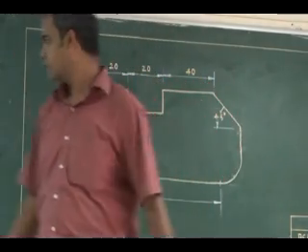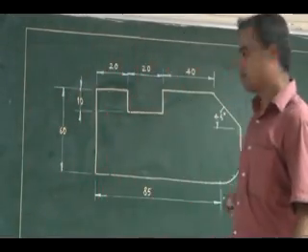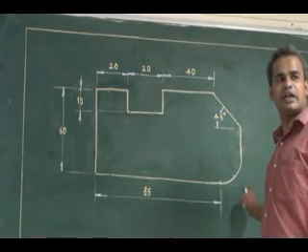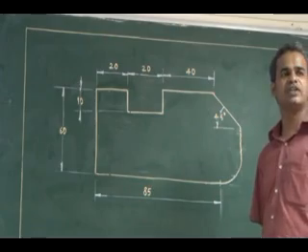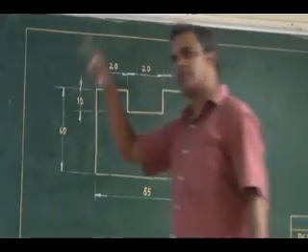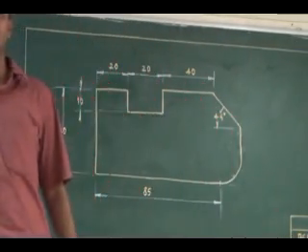Then coming to the radius dimension, dimensioning an arc or circle. Here I have an arc. How to dimension the arc? See here, to dimension any arc or circle, what do you have to do?